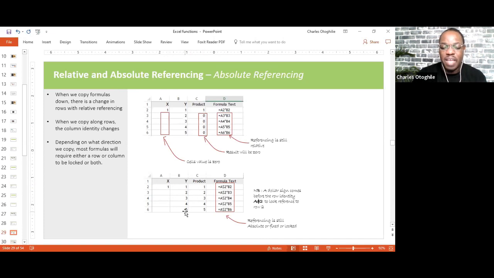1 multiplied by any of these, I get the answers here. You get it? So what is happening here is actually relative referencing. This one here is relative referencing. And then you can see that relative referencing has just given us errors. We want to multiply 1 with all of this and return the answer. See, it's giving us errors.